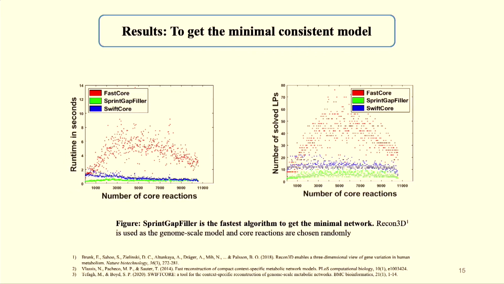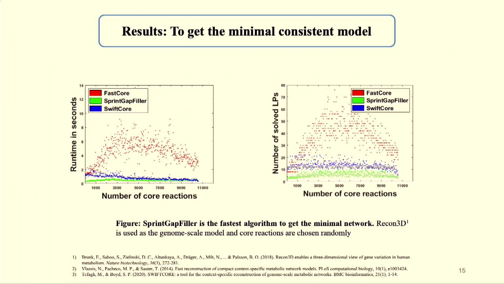So these are the first results which we got with respect to getting a minimal consistent model. FastCore and SwiftCore, which are shown here, are existing algorithms which do the same job. To obtain these results, we have used Recon 3D, which is a human metabolic network. For any context-specific model building, given a genome scale model, the input would be some core reactions. So here we derive these core reactions in a random manner.